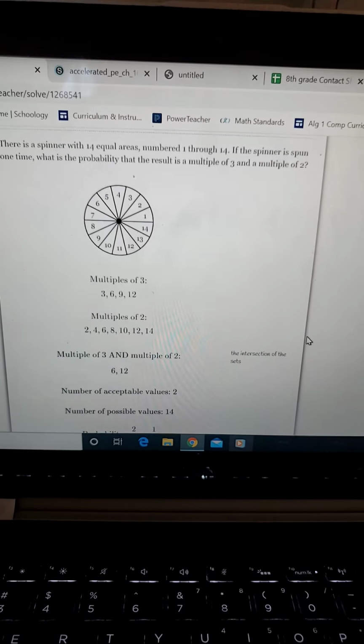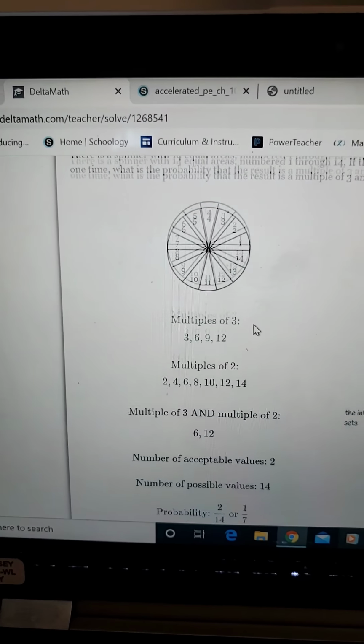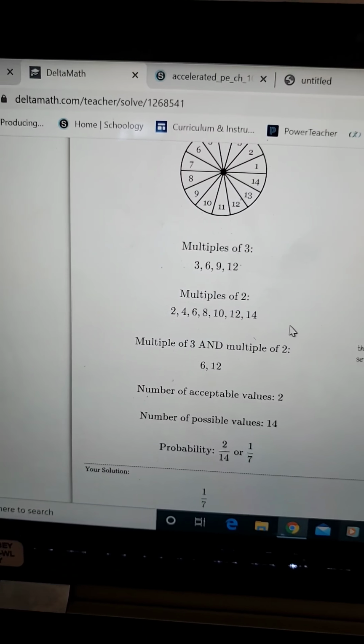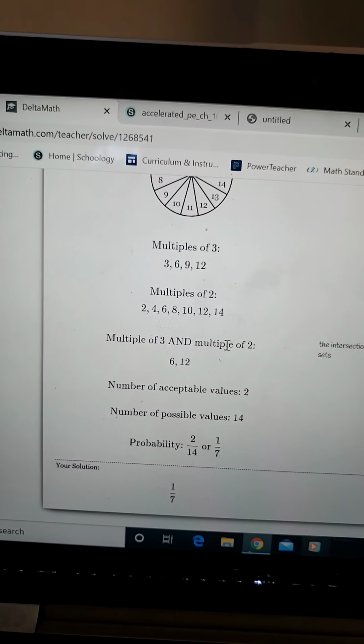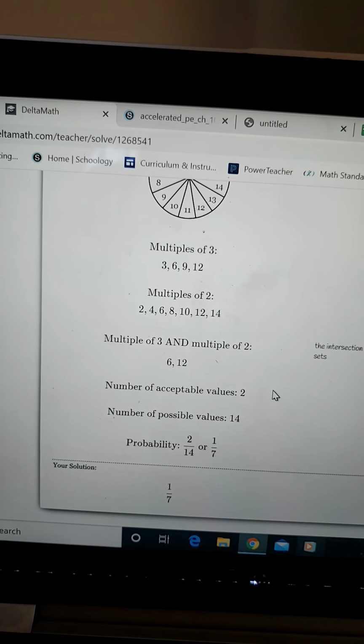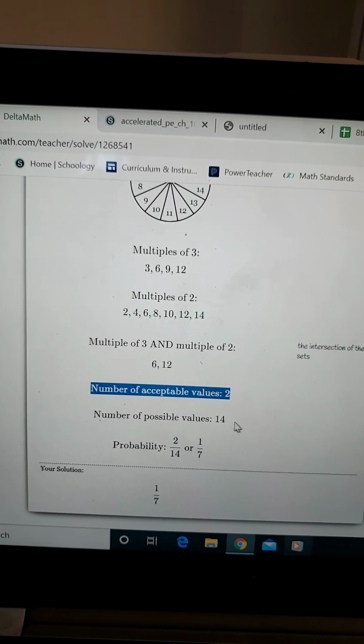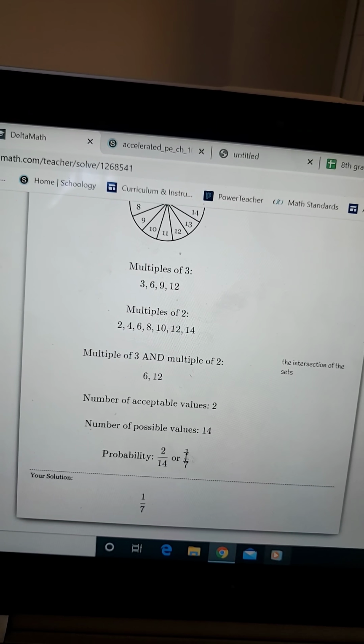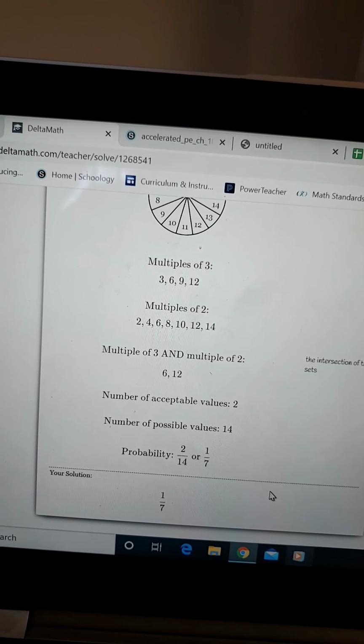Okay. All right, so then it goes through and says multiples of 3 are 3, 6, 9, 12. Multiples of 2 are all of those even numbers. Multiples of 3 and 2 are 6 and 12. So the number of accepted values are 2, number of possible values are 14, and that's what we did. We simplified 2 over 14 or 1 over 7.